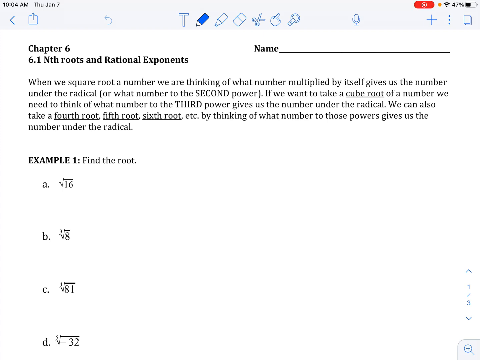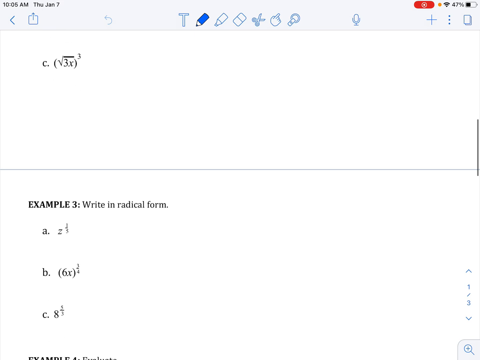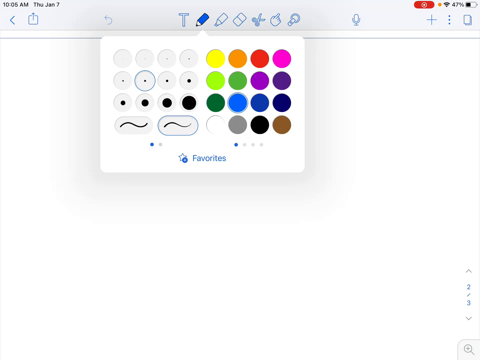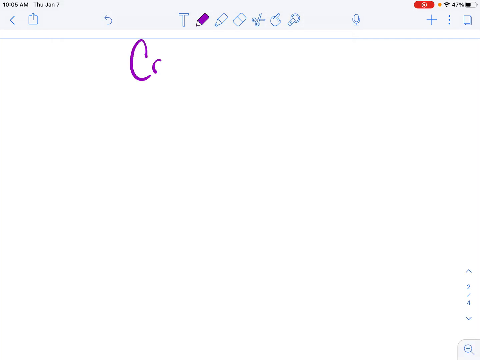So it's super important for this particular assignment that you have written down some common roots. So if you don't already have this written down somewhere, please do so. Common roots. So let's first do just square roots.